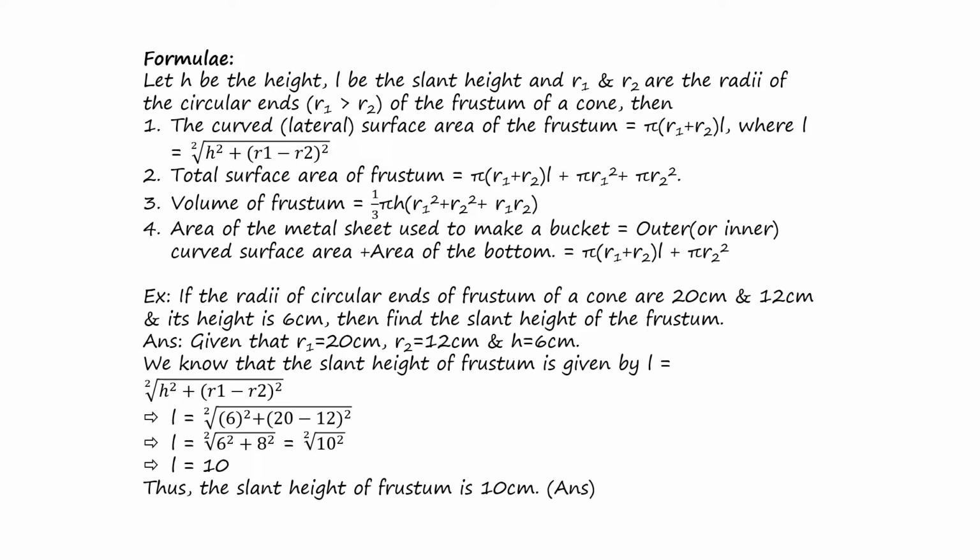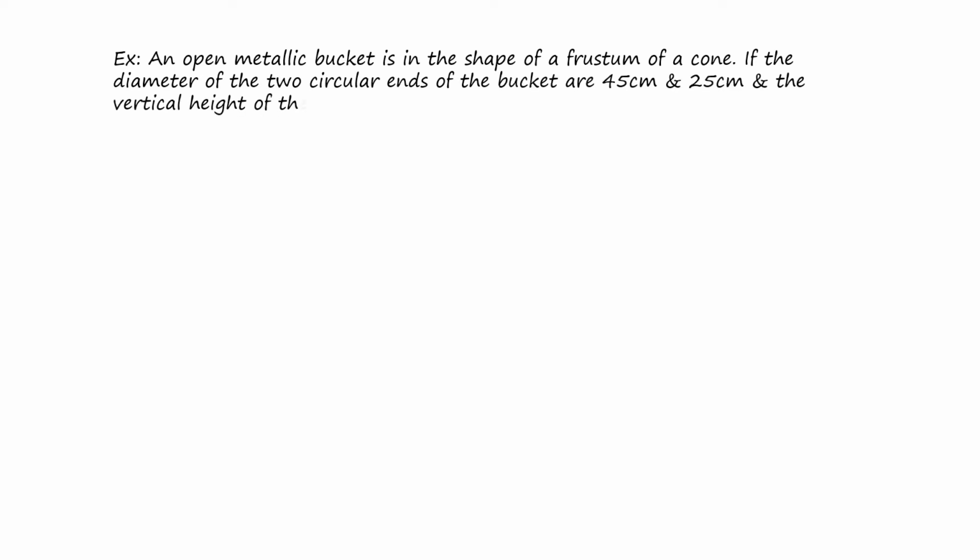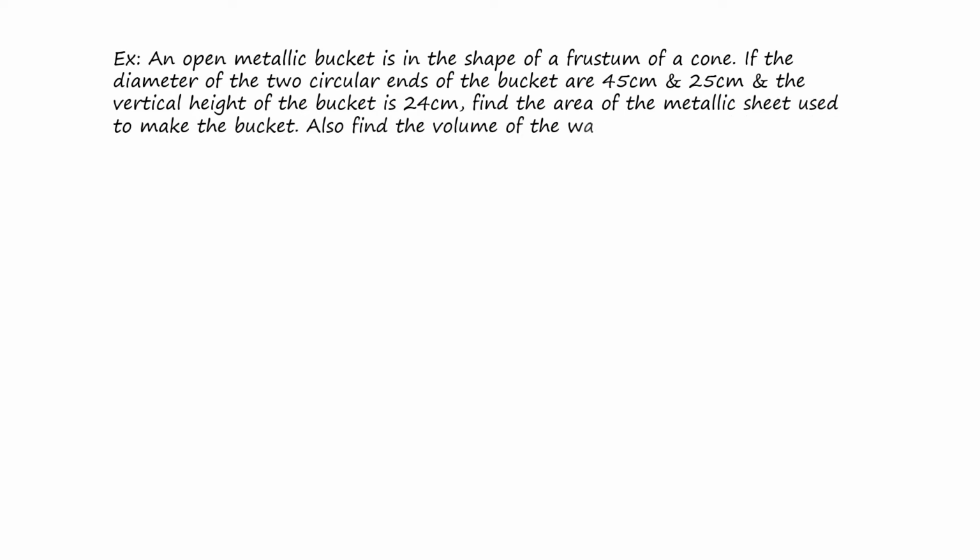Is the answer. An open metal bucket is in the shape of a frustum of a cone. If the diameters of the two circular ends of the bucket are 45 cm and 25 cm, and the vertical height of the bucket is 24 cm, find the area of the metallic sheet used to make the bucket. Also find the volume of the water it can hold.